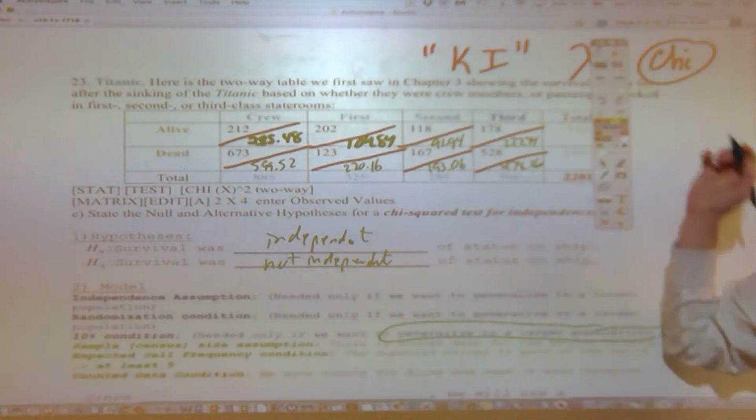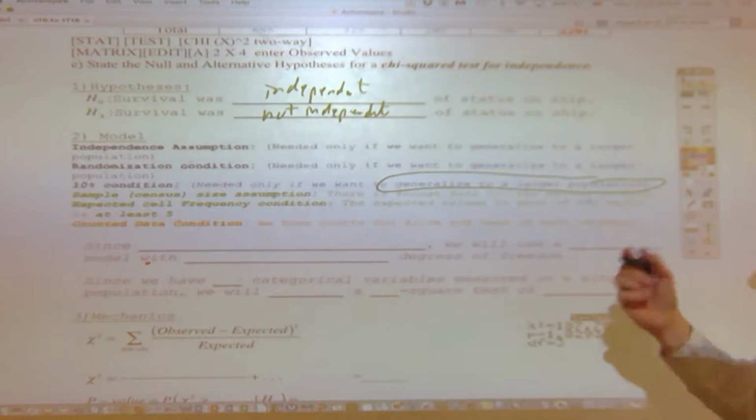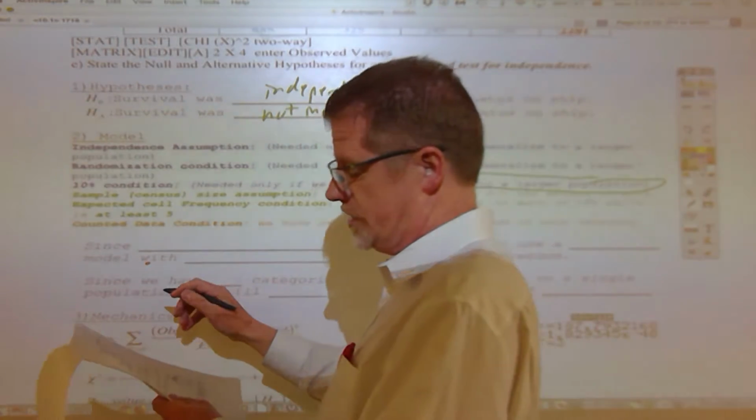Today we finished the Titanic problem. It's chi-squared, not chi-squared. And here's what our conclusions were. Actually, it looks like we didn't fill in "since the conditions are satisfied." Yeah, we forgot to say since the conditions are satisfied.